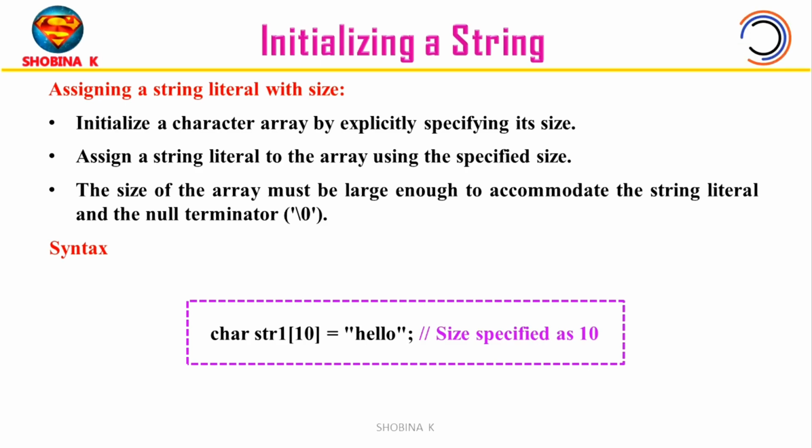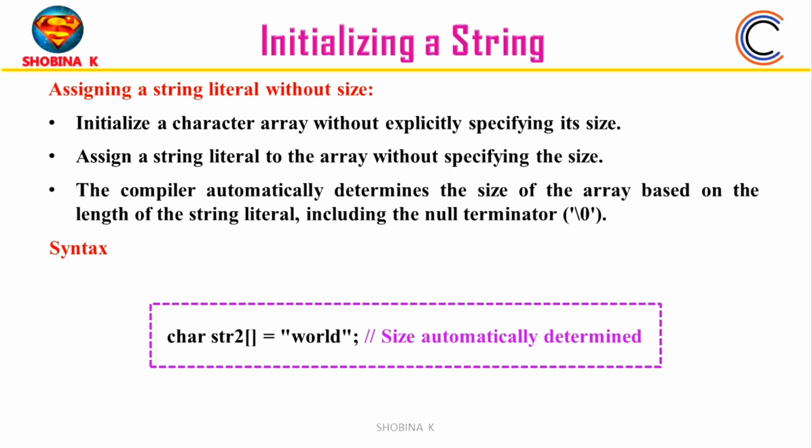So the string literal "hello" contains 6 characters, which are H, E, L, L, O and the null terminator \0. Since the size of str1 is specified as 10, which includes space for 9 characters and the null terminator, and only the necessary characters from the string literal are used, the compiler will pad the remaining spaces with null characters to fill the array. Assigning a string literal without size.